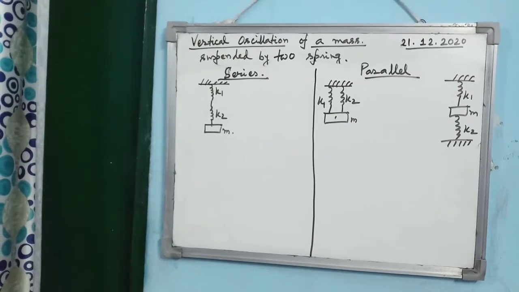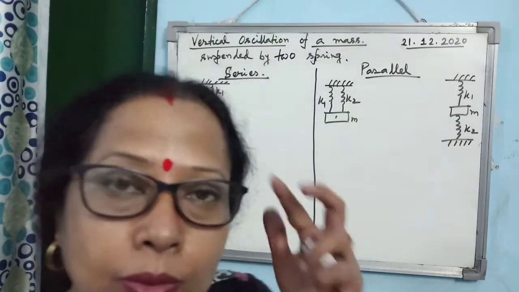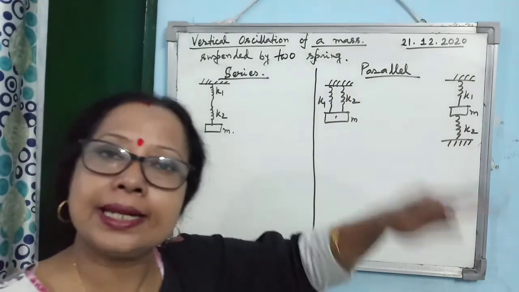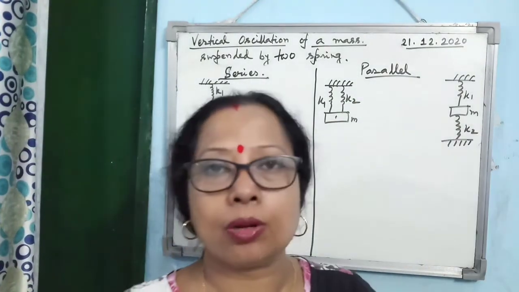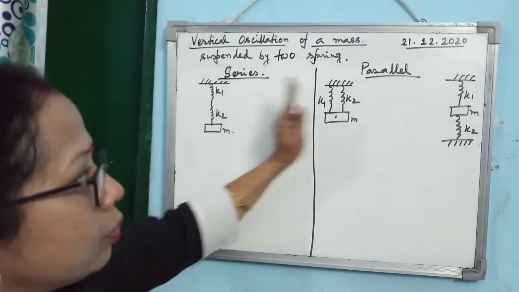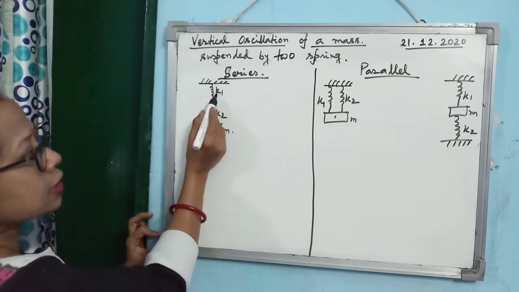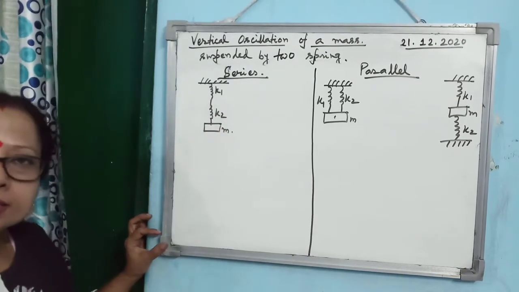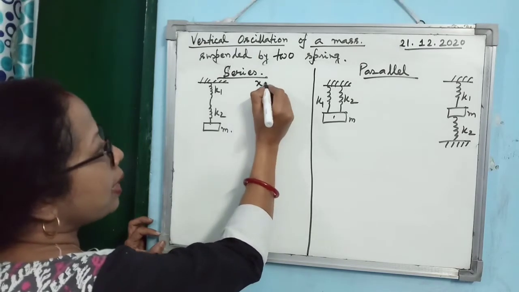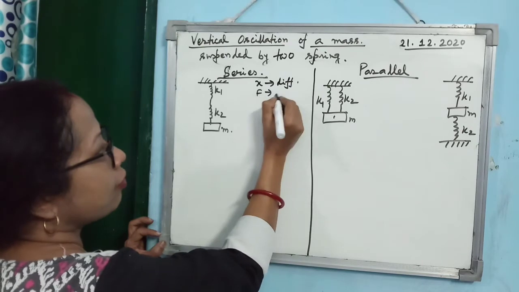So next is vertical oscillation of a mass suspended by two springs. Again, you know, two springs means there are two combinations, series and parallel. As in detail we have done it for the horizontal one, here I am doing it together. One by one we will do, but doing it together, sharing the same board. So suppose in series combination, it will be suspended like this, one after another. So in this case you have to remember what is different, x different, and what is same, f same.